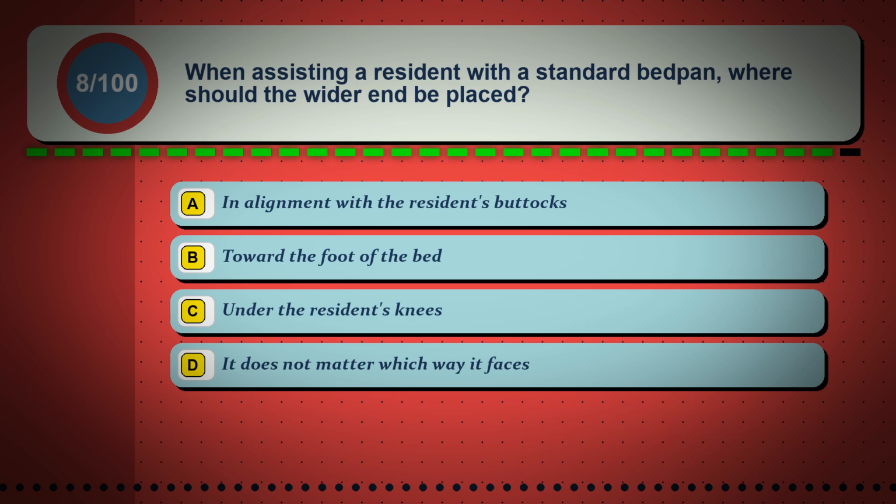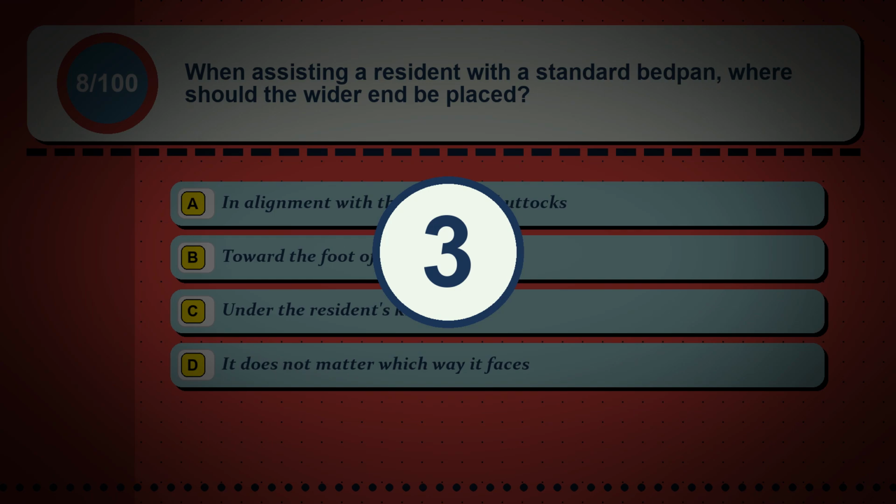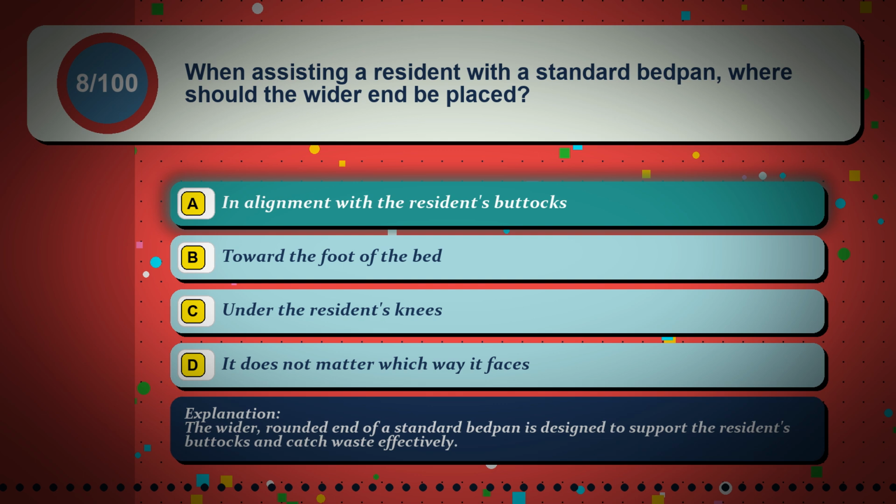Question 8. When assisting a resident with a standard bedpan, where should the wider end be placed? Option A, in alignment with the resident's buttocks. Option B, toward the foot of the bed. Option C, under the resident's knees. Option D, it does not matter which way it faces. The correct answer is option A, in alignment with the resident's buttocks. The wider, rounded end of a standard bedpan is designed to support the resident's buttocks and catch waste effectively.